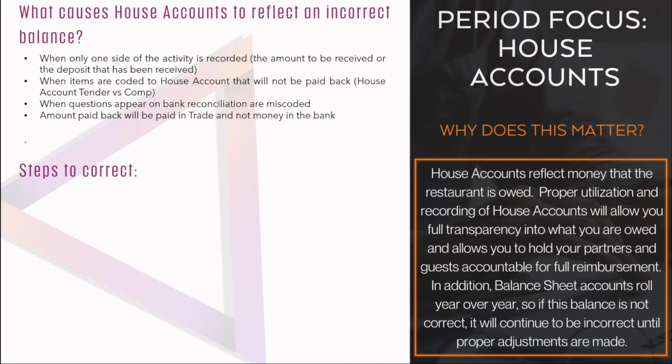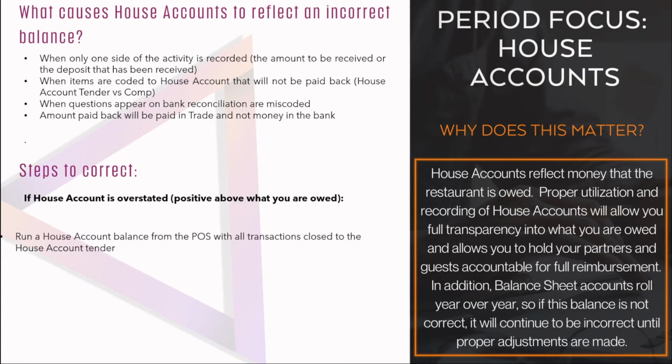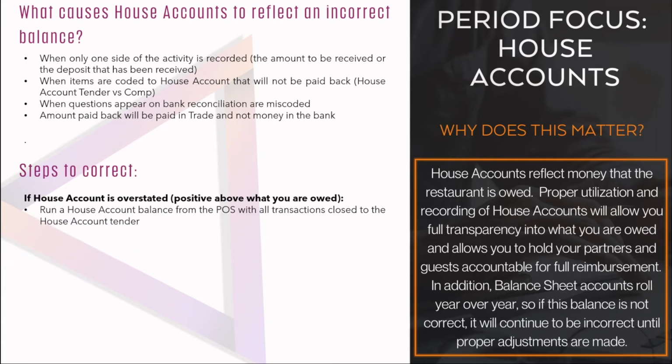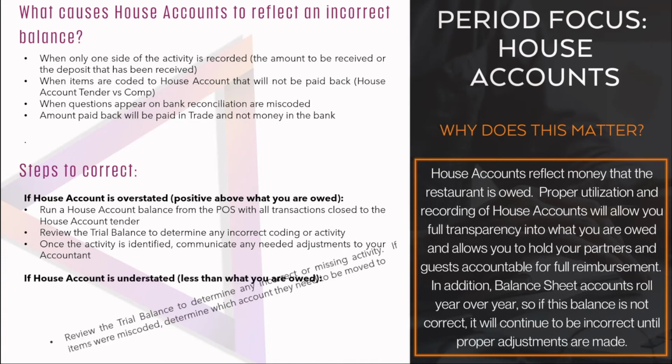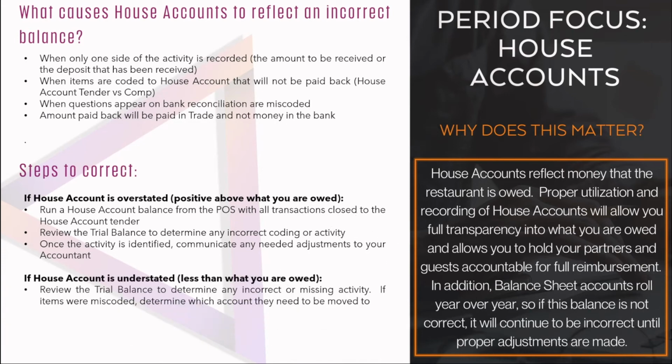If auditing the account and it is overstated, run a tender report from the POS with all transactions close to the house account and compare it against the trial balance to identify incorrect activity. Once identified, communicate any needed adjustments to your accountant. If you find that the account is understated, then review the trial balance for incorrect or missing activity and communicate any findings to your accountant.